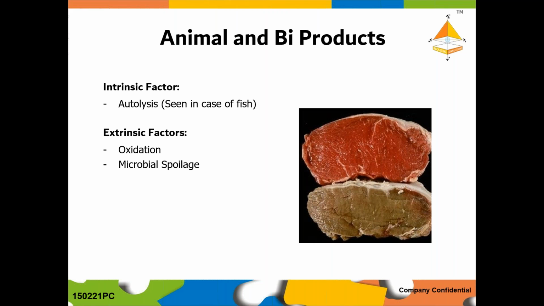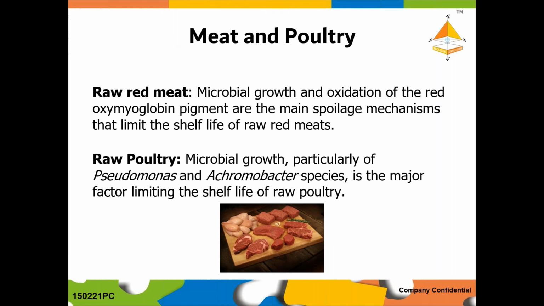In animal products and byproducts, in the case of fish, autolysis happens, and oxidation happens because of external factors, microbial growth, spoilage. You can see how the color is changing. Raw red meat: microbial growth and oxidation. Raw poultry: microbial growth, particularly of Pseudomonas and Achromobacter species, is a major factor limiting the shelf life of raw poultry.